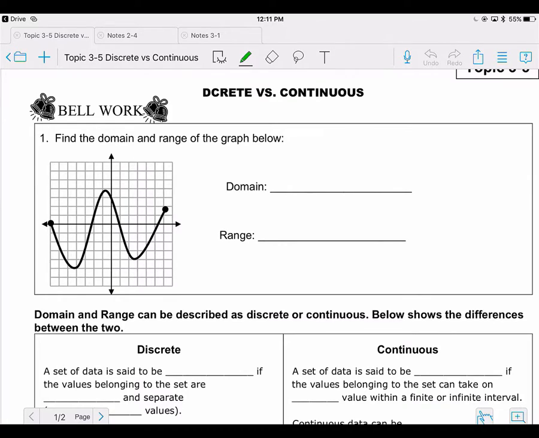Topic 2.5 is about discrete versus continuous graphs. In order to start, we're going to complete the bell work. So the domain, remember, is your x values. X's go from the left to the right.